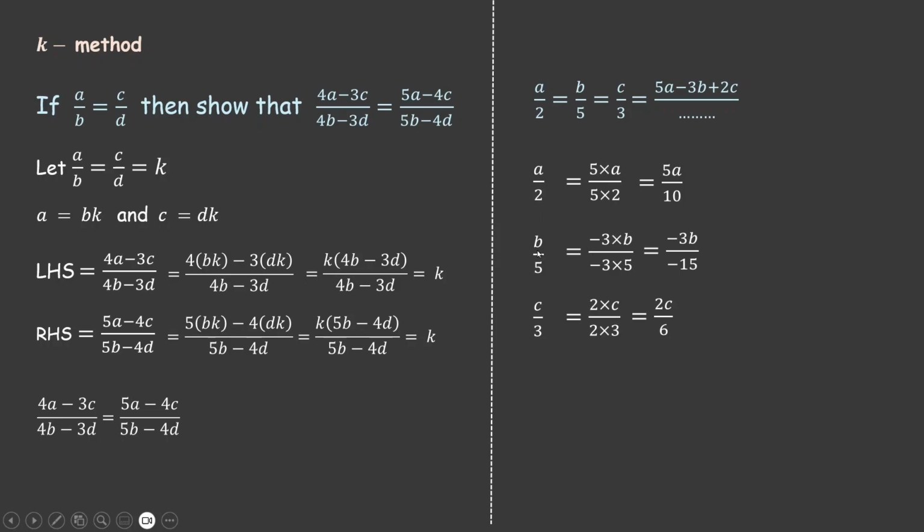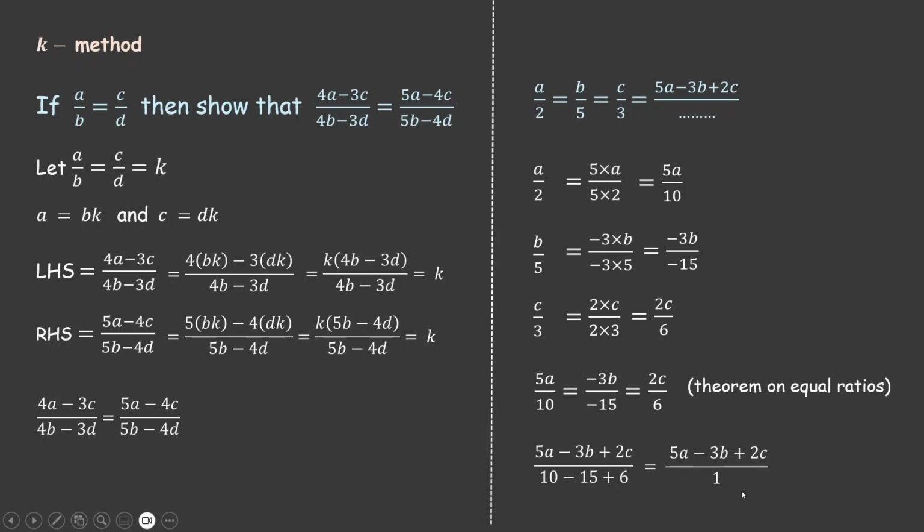Now since these three ratios are equal, these three quantities are also going to be equal. Now, according to the theorem on equal ratios, we'll add the numerators and divide them by the sum of denominators. That's 5a minus 3b plus 2c, just what we needed, divided by 10 minus 15 plus 6. That's 16 minus 15, which is equal to 1. So, this is actually 1.